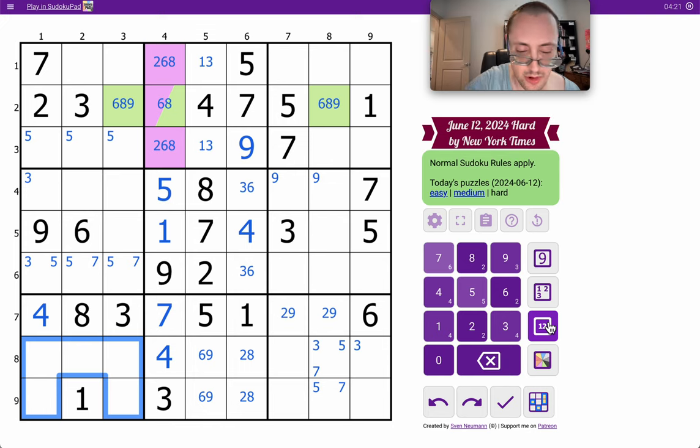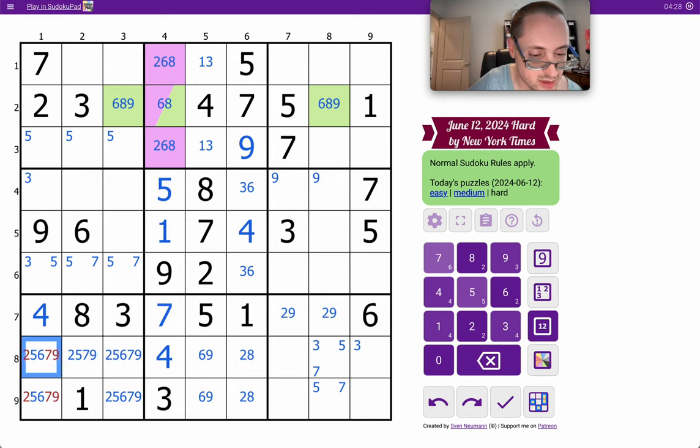Let's see, 1, 3, 4, 8, 2, 5... 6, 7, 9 for columns, for box 7. That's not 7, 9. Neither is that. Oh. Yeah. Because these can't be 7, 9, and they can't be 2. So, 5, 6 pair. Well, guess what? None of these are 5. These aren't 6.